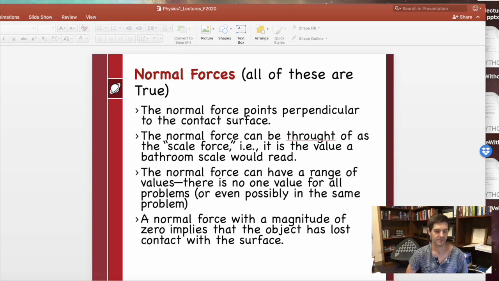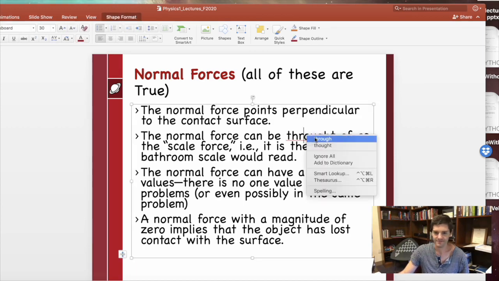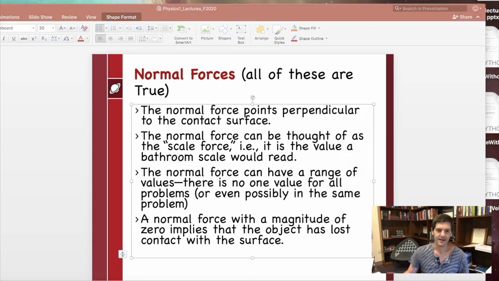Here are some examples of what is true. The normal force does point perpendicular to the contact surface, which could be vertical, could be horizontal, could be at an angle. The normal force can be thought of as the scale force, i.e. the value a bathroom scale would read.